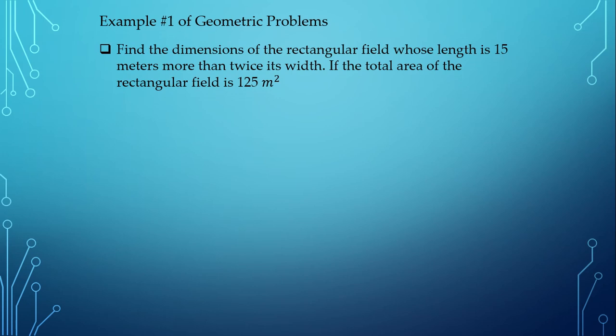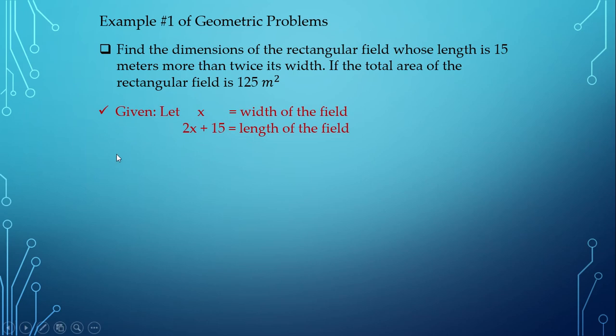So, example number 1 for geometric problems. Find the dimensions of the rectangular field whose length is 15 meters more than twice its width if the total area of the rectangular field is 125 square meters. We will visualize. Given, we will let x to be the width of the field.